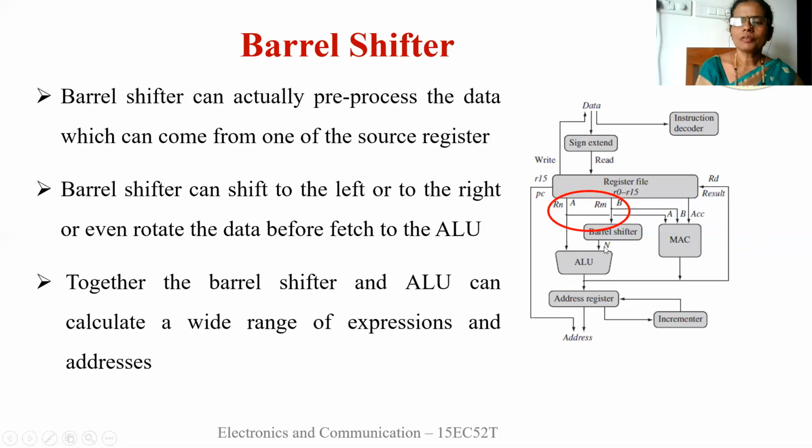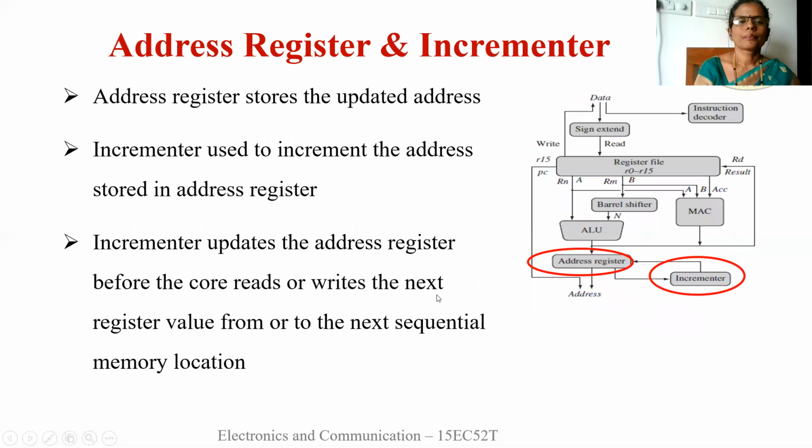So with the help of this barrel shifter, we pre-process the second operand and then give it to the ALU. By doing this, the processor performance increases and the execution speed also increases. Otherwise all these functions must be done by the ALU. So the barrel shifter is doing the pre-processing of one of the operands beforehand, and due to this, the performance increases.